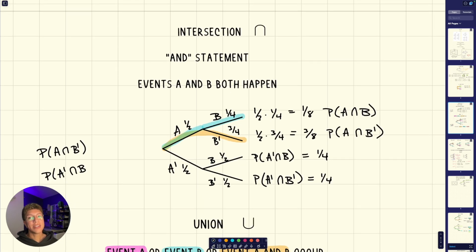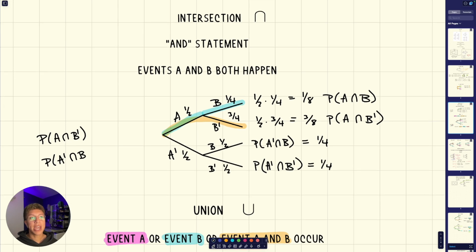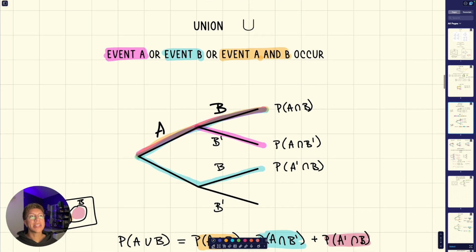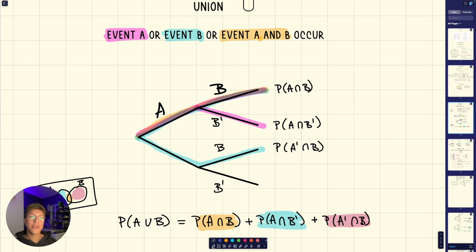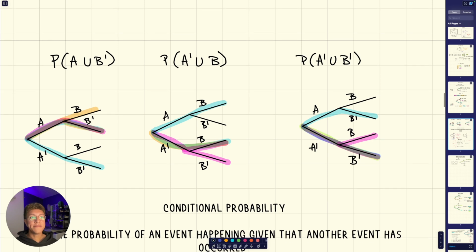Intersection is when 2 conditions are both met. That's our AND statement. And so our intersections happen at these 4 ends of branches. So there's always 4 intersection possibilities. Really simple, really straightforward for tree diagrams. For union, a little bit harder to see. Union is always going to be 3 of the 4 branches, as we saw. And so you just kind of go through, highlight the branches meeting these conditions, add those branches together, and that gives you your union. And we saw the other 3 cases here.